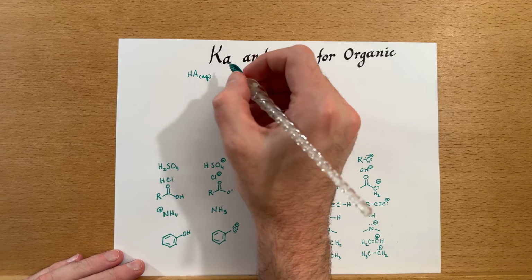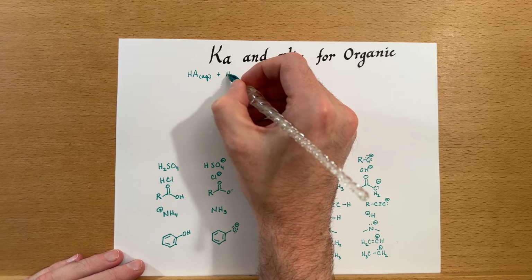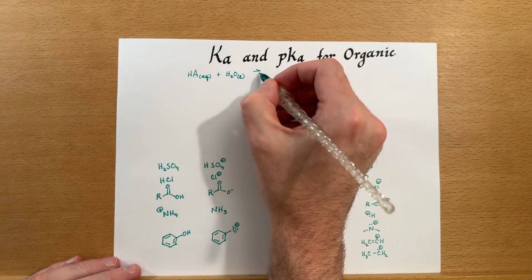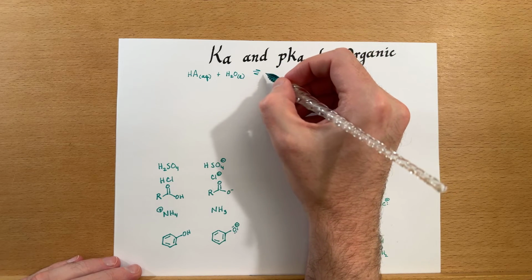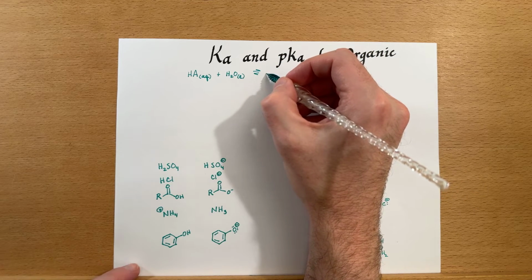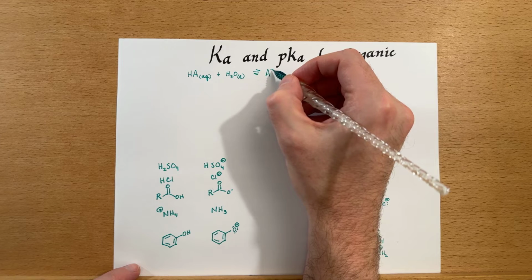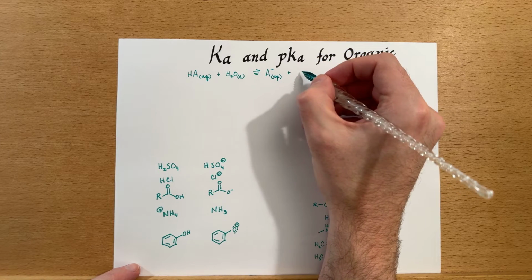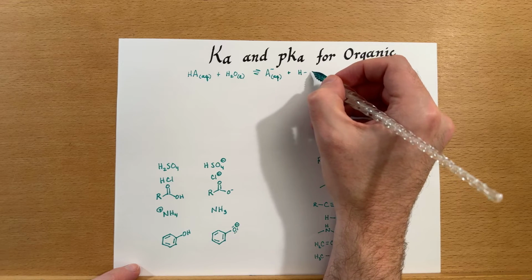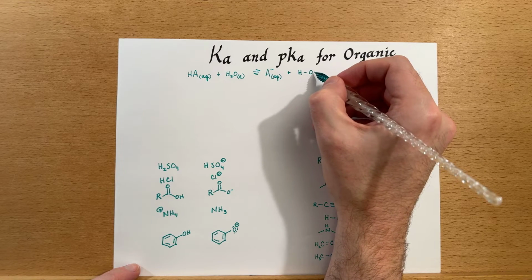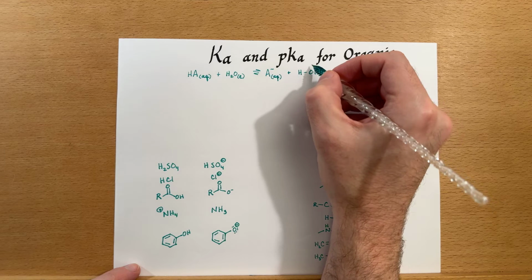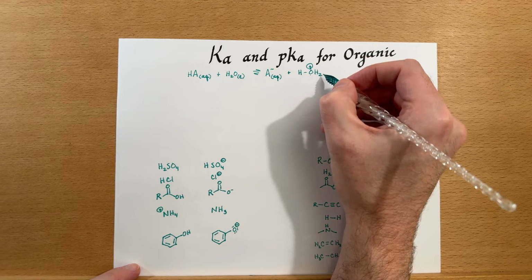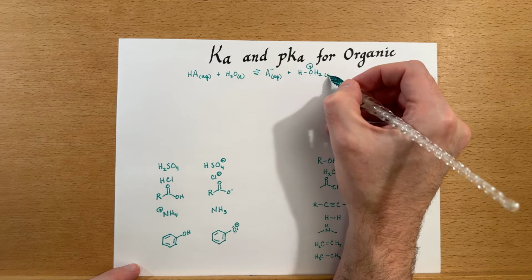So we have some acid plus water, and that's in equilibrium with the conjugate base and H3O plus.